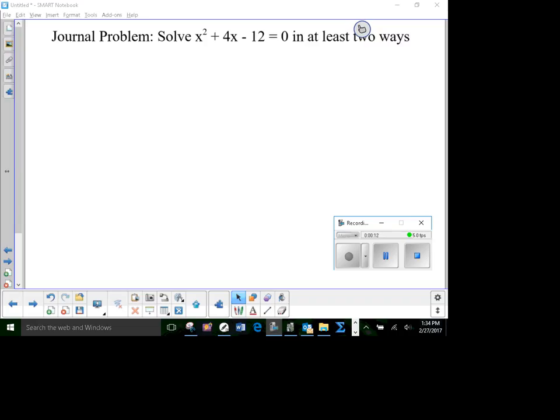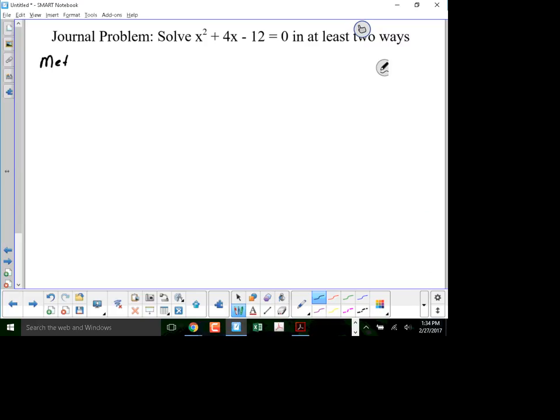Vinny. So what I did was completing the square. You went to completing the square first, huh? Excellent. So we're going to call this method 1, and a few of you are going for this. And that's completing the square. So tell me what you did, Vinny. So I added 12 to both sides to cancel out the 12.